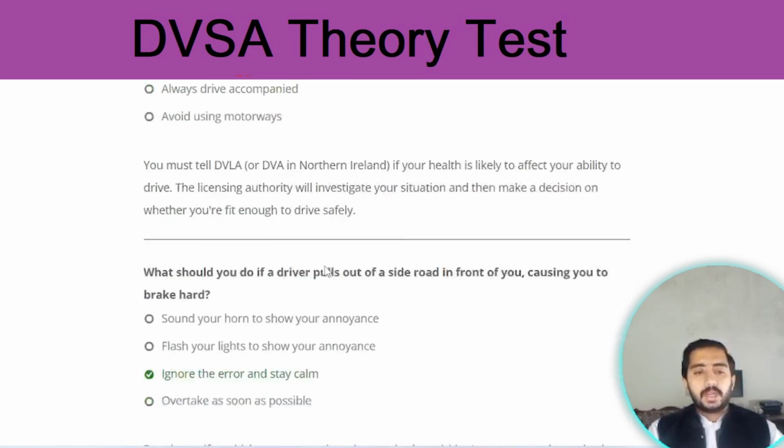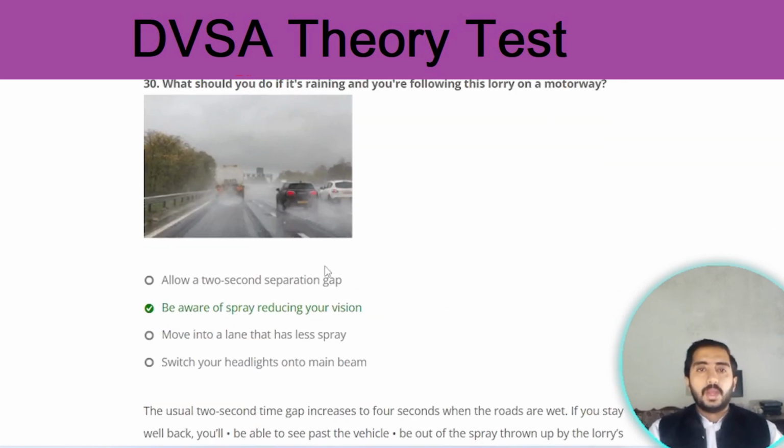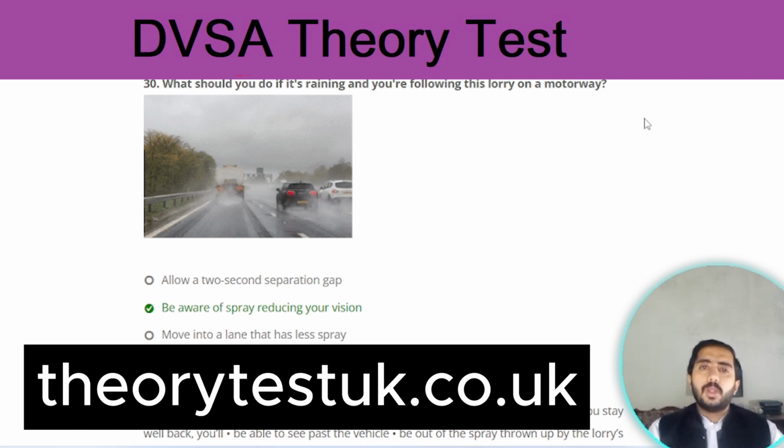So you see that at the end of the quiz you can also see the complete result of this quiz, and also practice the other quizzes which are mentioned in the website. Other than car test, there are motorbike test, LGV test, PCV test, ADA test. A lot of other categories with the other vehicle tests are also available in this website.